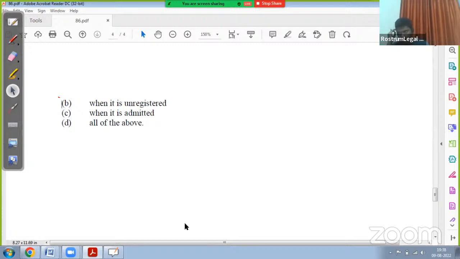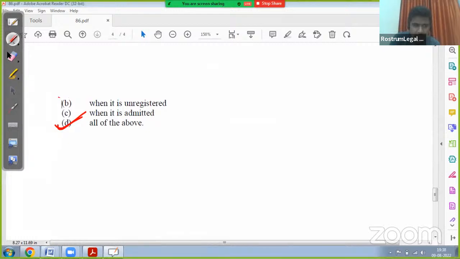हाँ जी, its correct answer will be your option D, that is all of the above. ठीक है, so whether a particular document is registered or unregistered, in all the cases such document has to be proved, ठीक है, by calling the attesting witness.